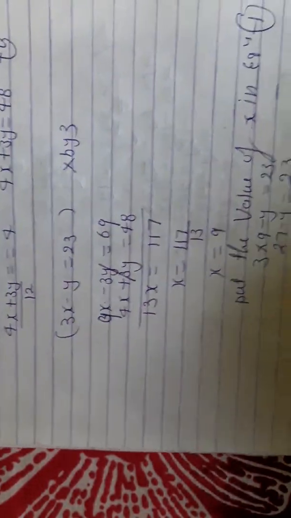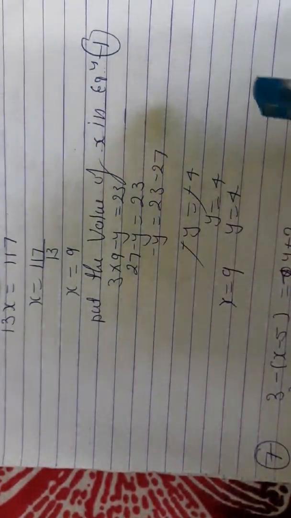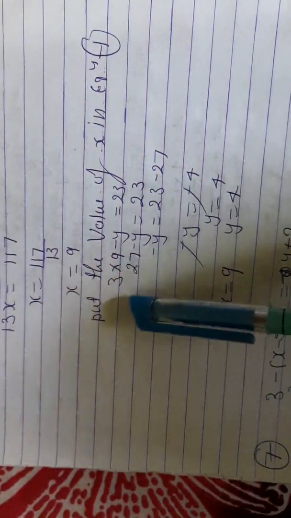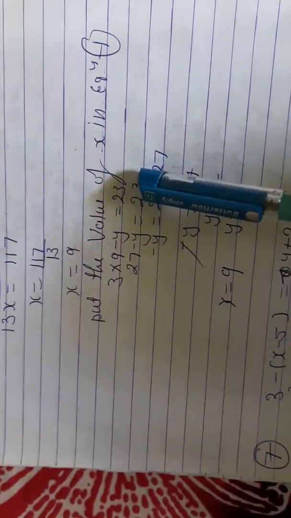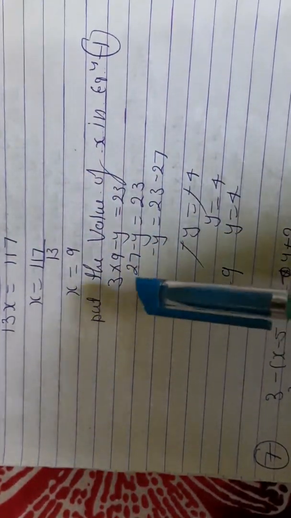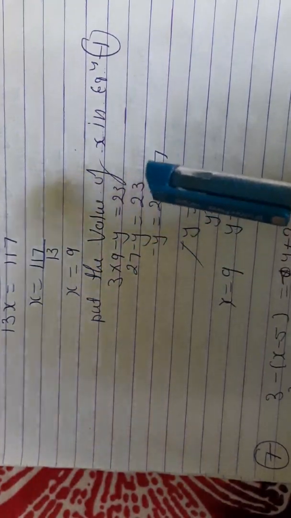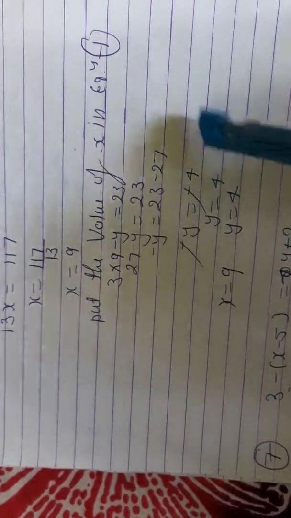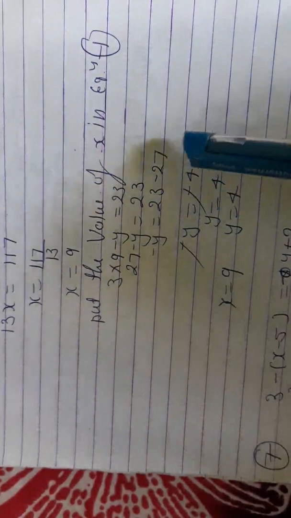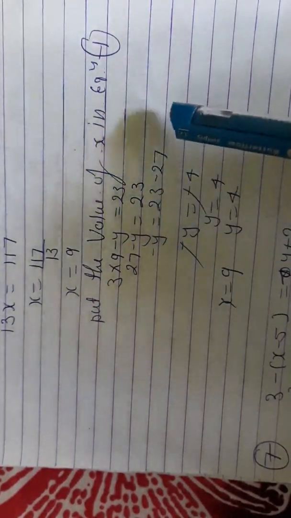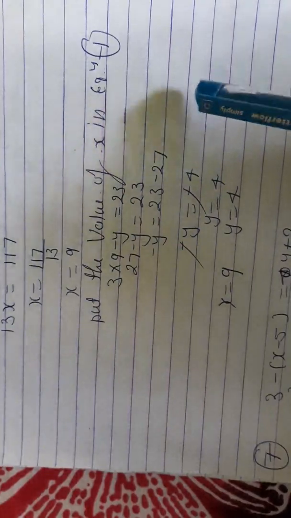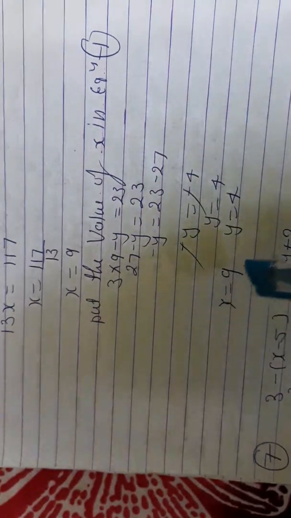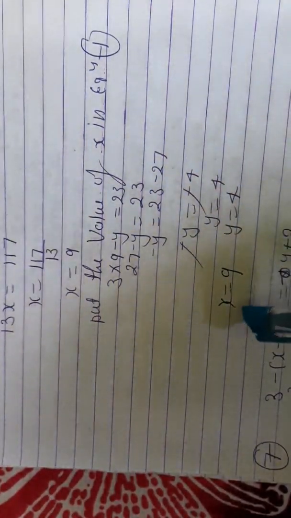Then we'll put the value of x in equation 1. So 3 into x, the value of x is 9, so 3 into 9 minus y is equal to 23. 3 nines are 27, so 27 minus y is equal to 23. 27 goes to the right-hand side and the sign will be changed. So minus y is equal to 23 minus 27. Then we'll subtract, so minus y is equal to minus 4. The minus and minus signs cancel, so y is equal to 4, and x is equal to 9.